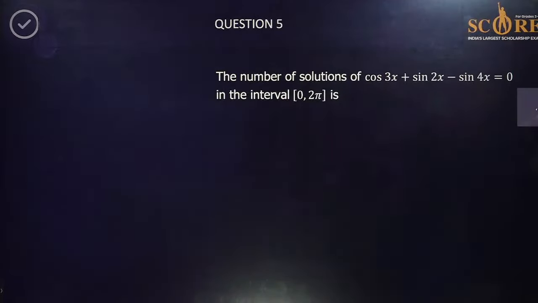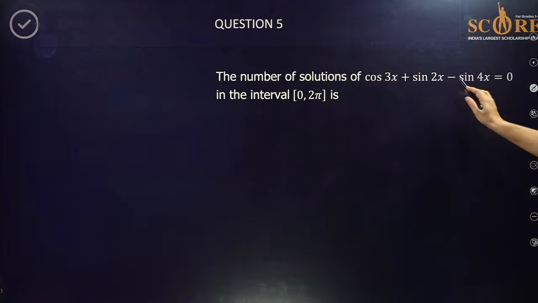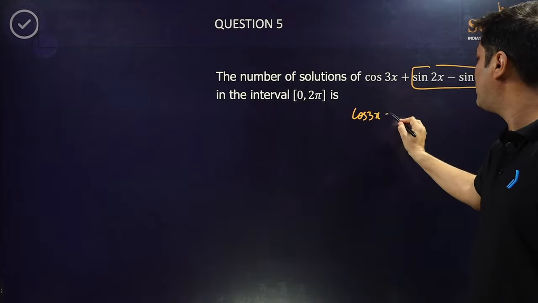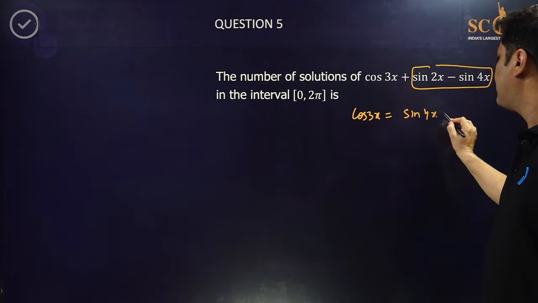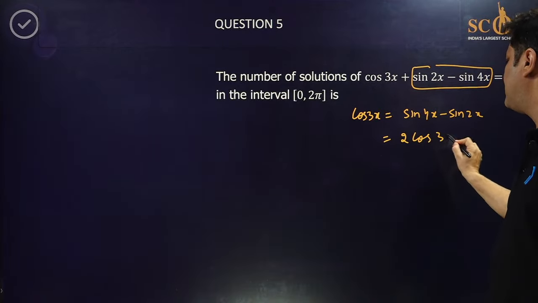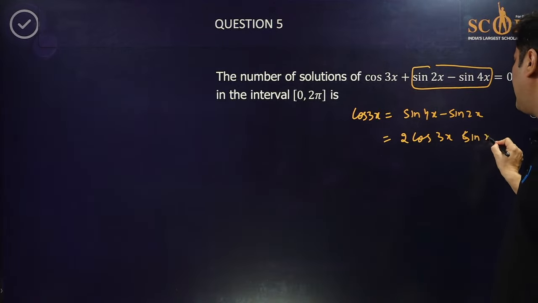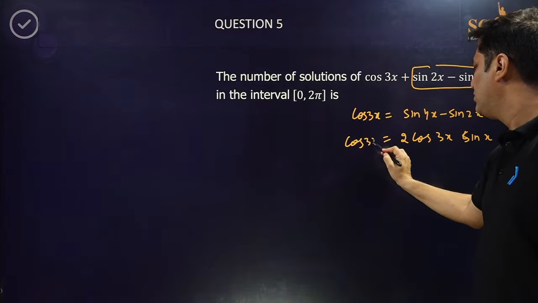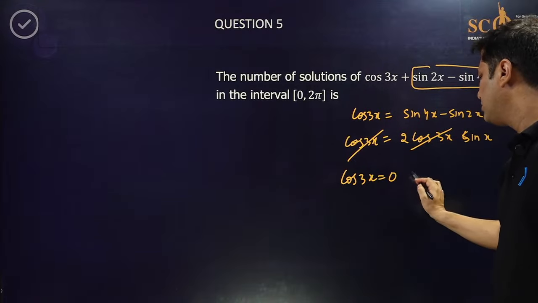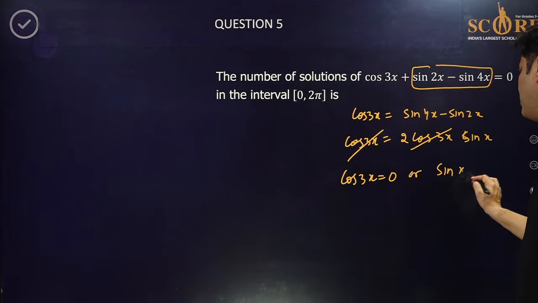The next question says find the number of solutions of this trigonometric equation. So trigonometric equation is really easy. This is sine C minus sine D. So cos 3x is equal to sine 4x minus sine 2x. So this is 2 cos of (C plus D) by 2 and sine of (C minus D) by 2. So if you cancel cos 3x, either cos 3x will become 0 or sine x is equal to 1 by 2.